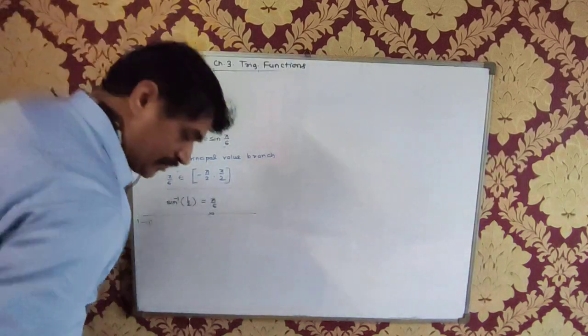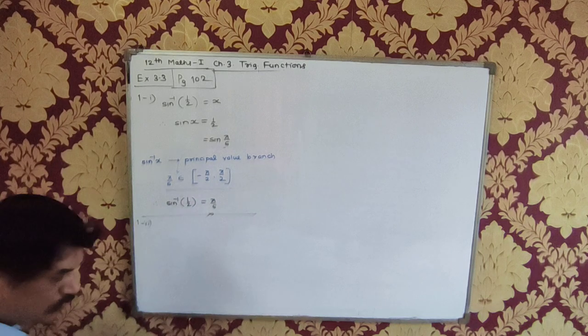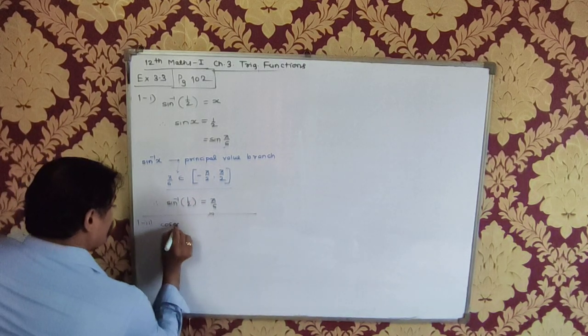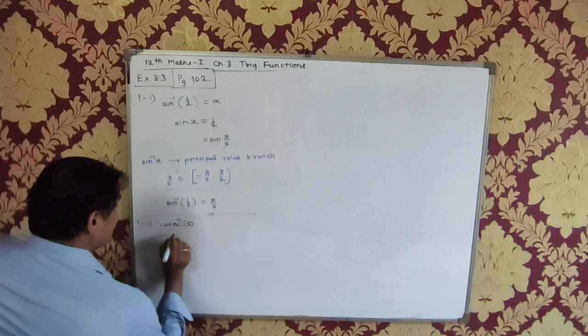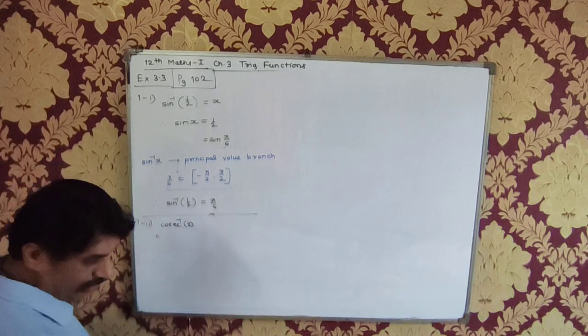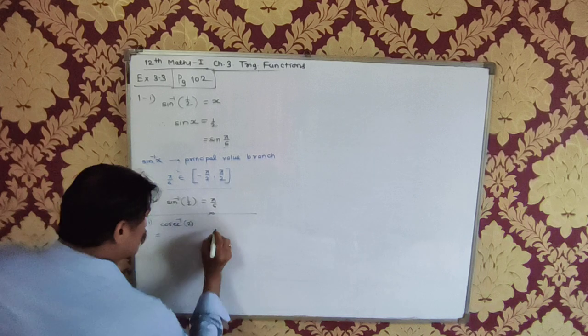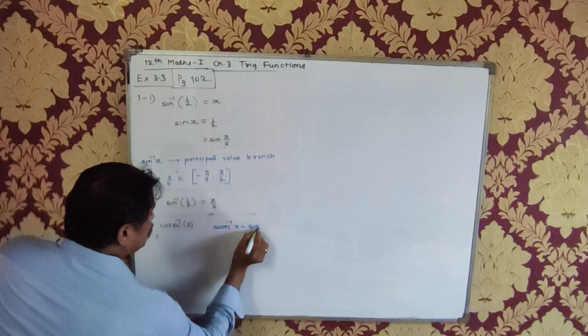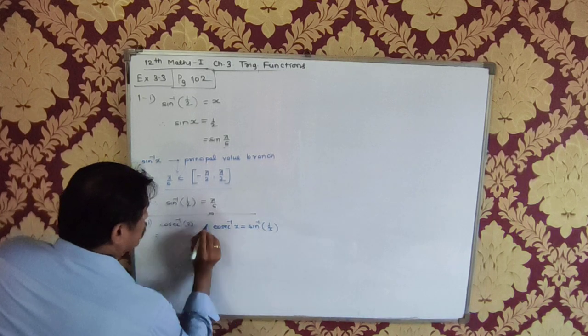Question number 1 subpart 2. Cosec inverse of 2. I will make use of the reciprocal relation. Reciprocal relation says cosec inverse of x is equal to sin inverse of 1 upon x. That we have seen just now.